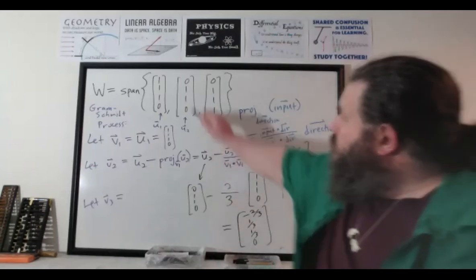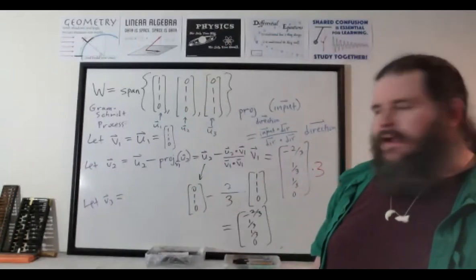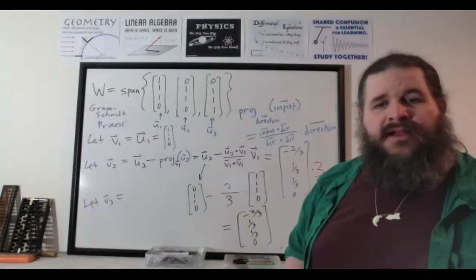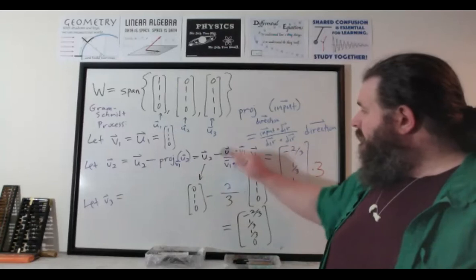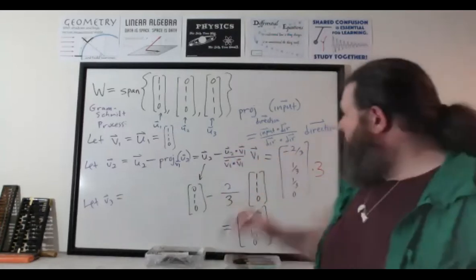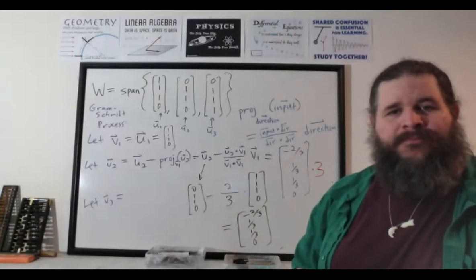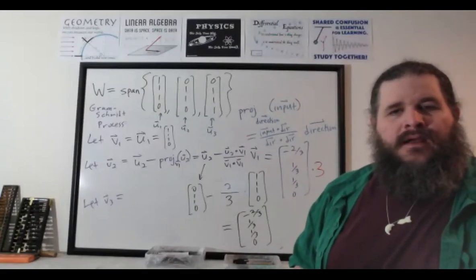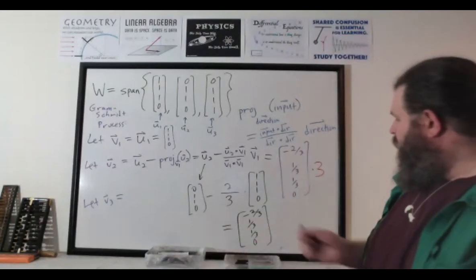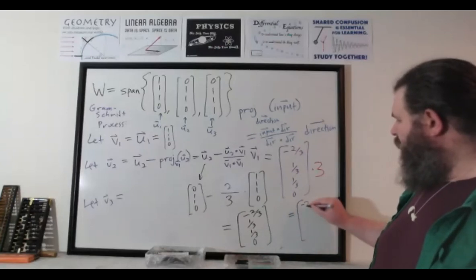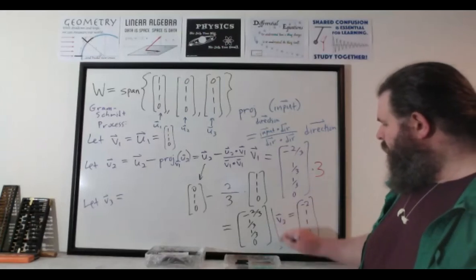U2 was the original vector from the original basis for W. So U2 was split up into a parallel component and a perpendicular component. We take the original U2 vector and subtract the parallel component. So whatever's left is just the perpendicular component. And that perpendicular component is what we're calling V2. So let's multiply that out. We just multiply by 3, that clears all the denominators, and we get just -2, 1, 1, 0. So that's what we're going to call V2.